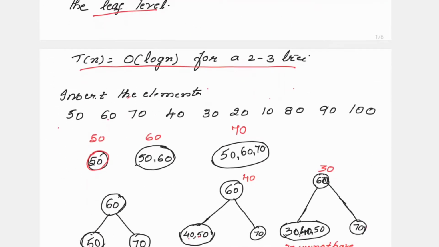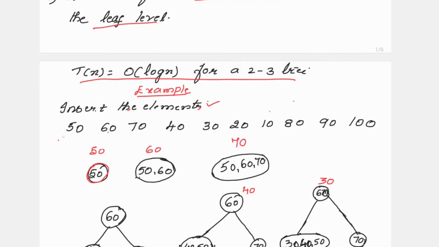Now let us take one example for inserting the elements. The elements given are 50, 60, 70, 40, 30, 20, 10, 80, 90 and 100. These elements you need to insert into an empty tree. So you'll start like this. The first element you want to insert is 50. So you have placed it here in the tree. Now this is the only element present. Next comes 60. 50 was already there, and now you have inserted 60.